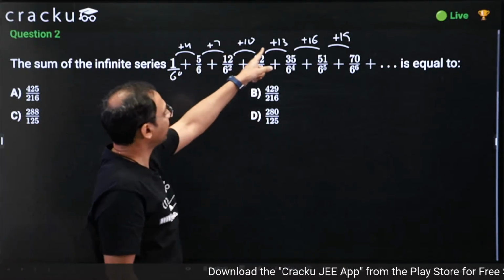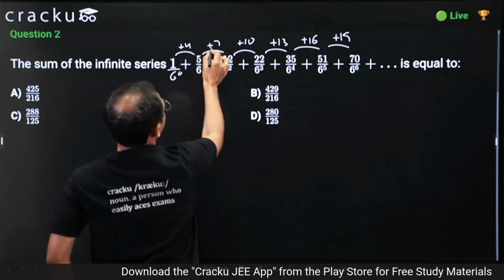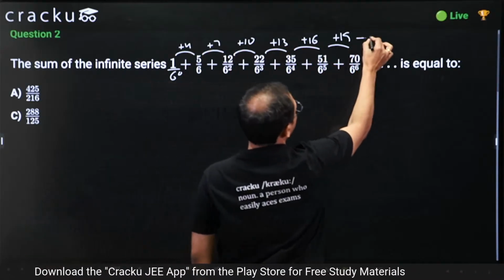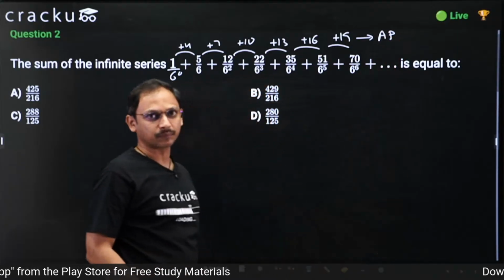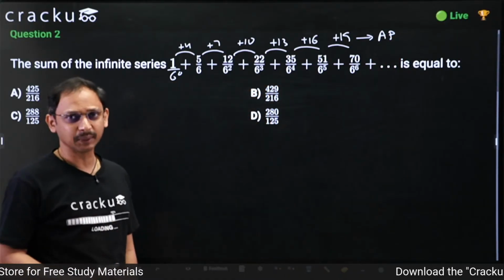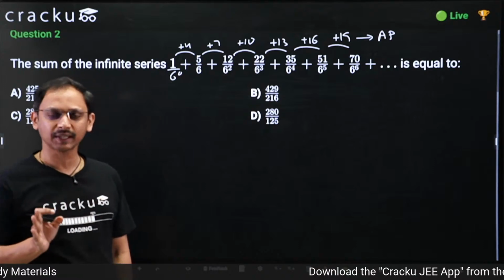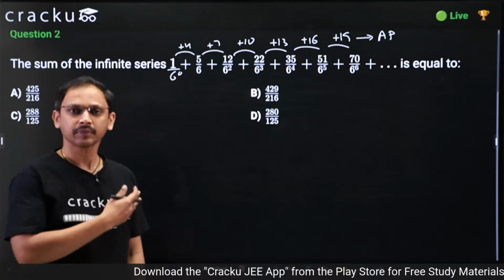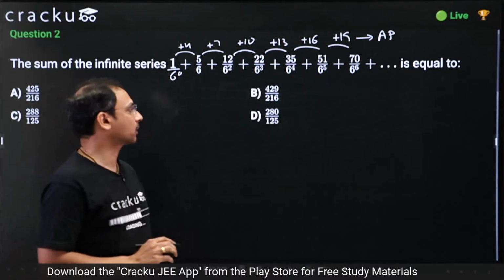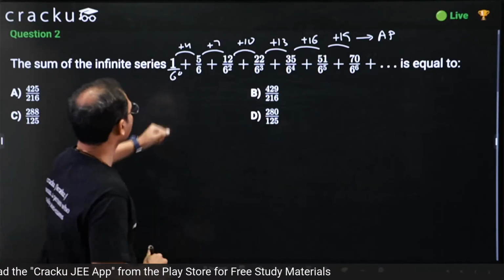But look at the differences themselves. Plus 3, plus 3, plus 3, plus 3. The differences themselves are in arithmetic progression. So it is not an AGP, but half the progression is AP, and the remaining part, the difference, instead of being a constant, the differences themselves are in arithmetic progression. So if you have such a problem, what to do?